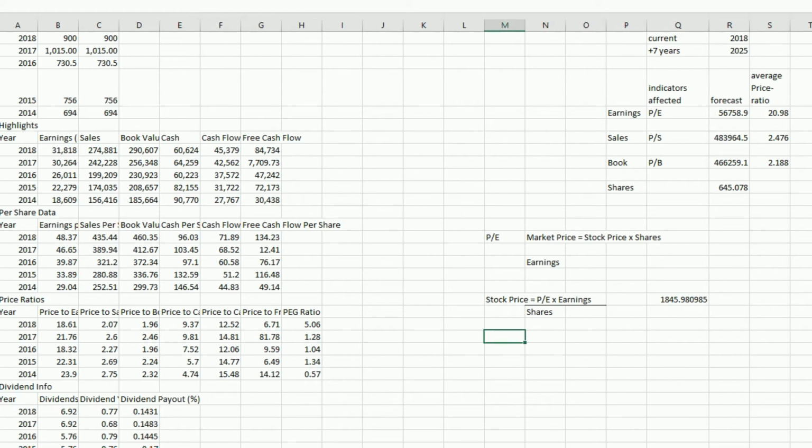Okay, so same goes with price sales. Price sales will be the average price of sales multiplied by the forecast sales divided by the number of shares. Again, forecast. So 1857. How about price to book? So the same, 2.188 price to book divided by 645.73. So what does this tell you? So this is price earnings. These are all your forecasts based on price earnings, based on price over sales, and this is based on price to book.